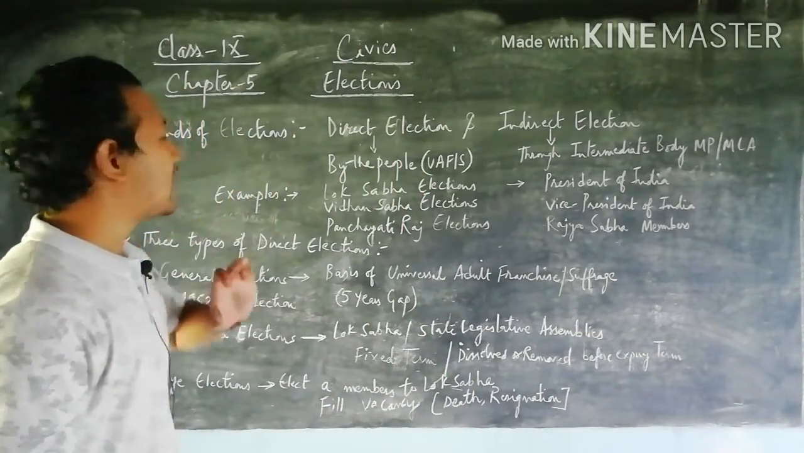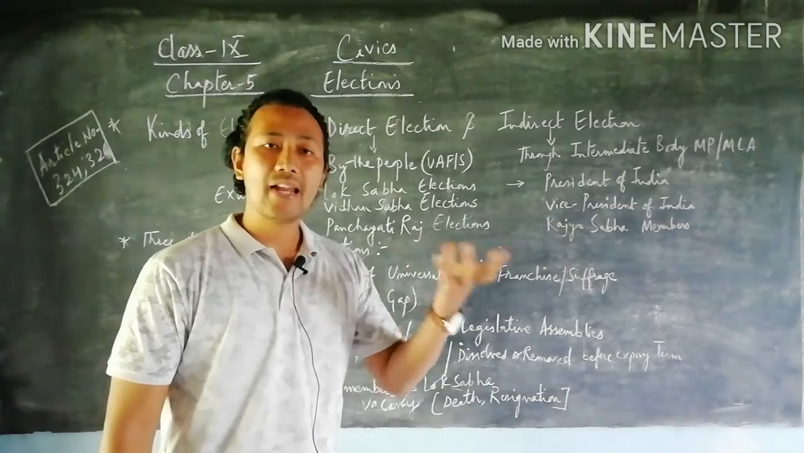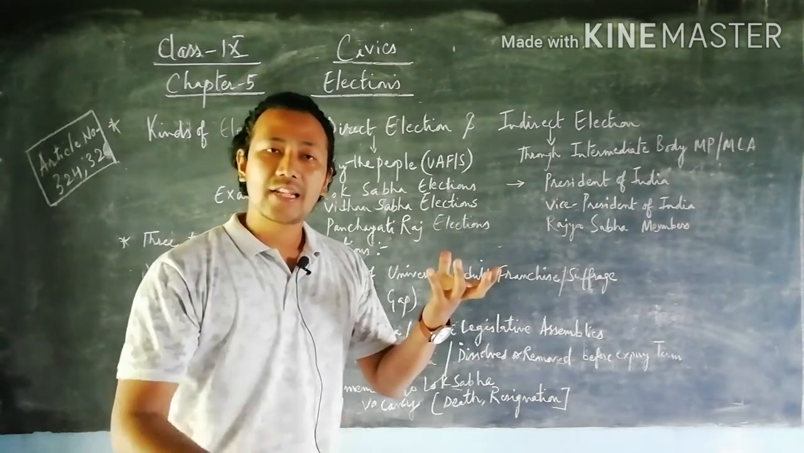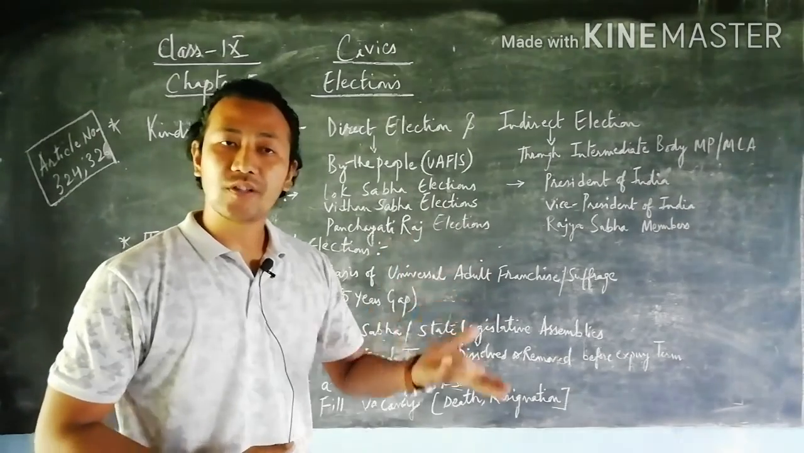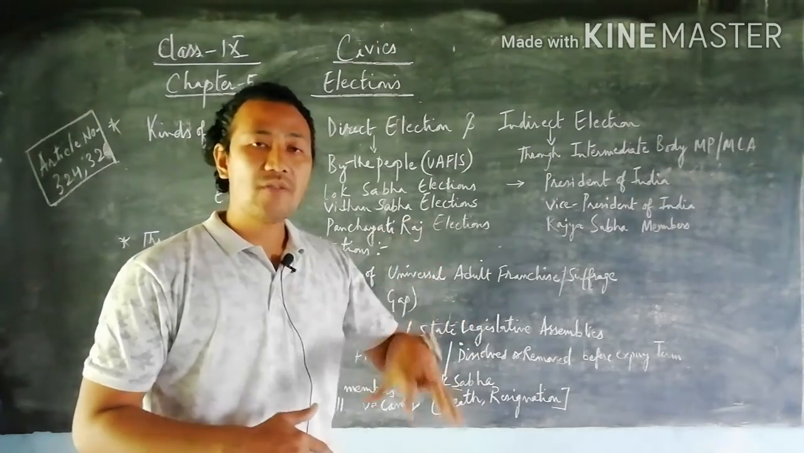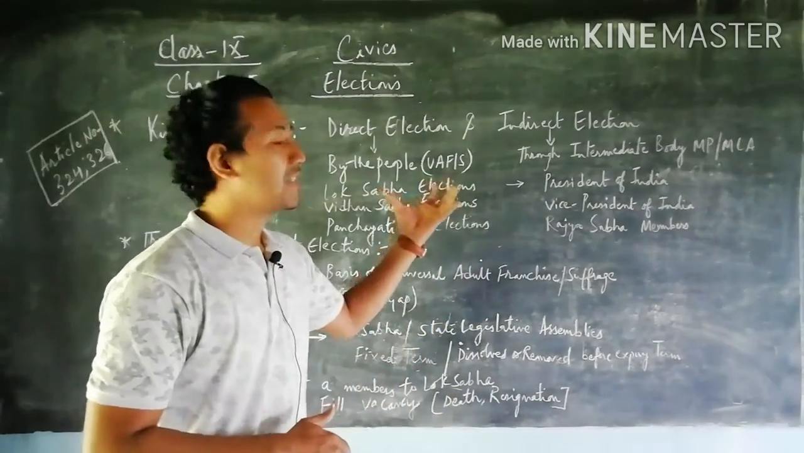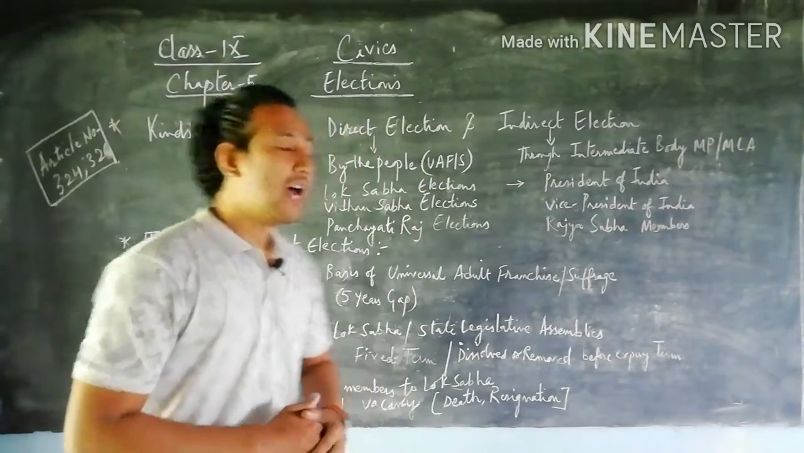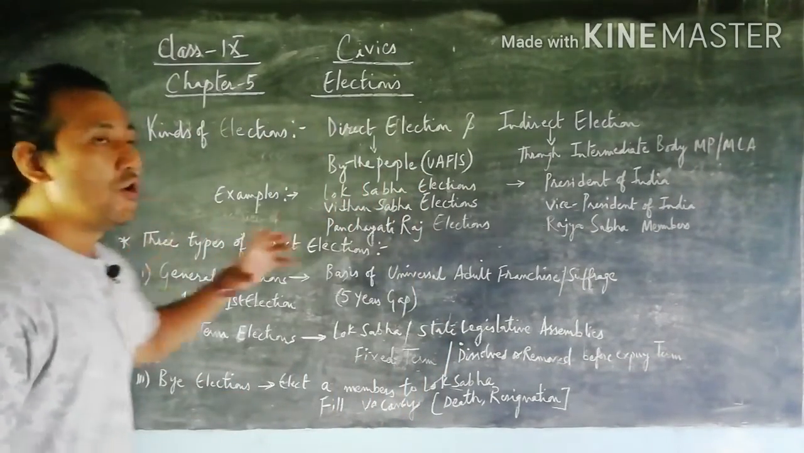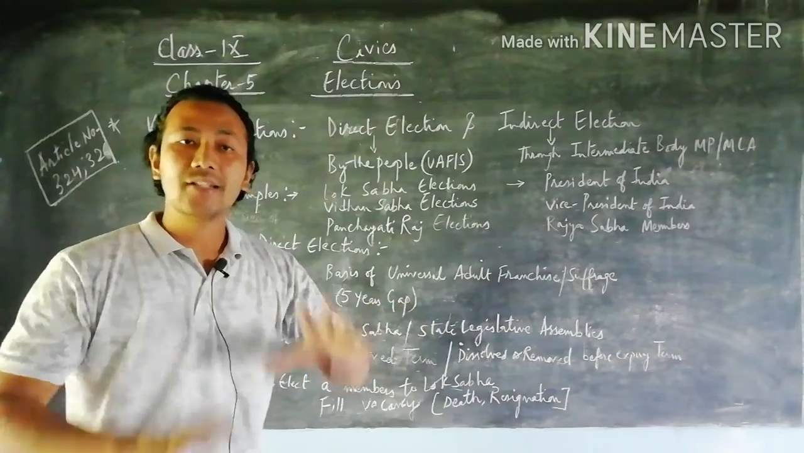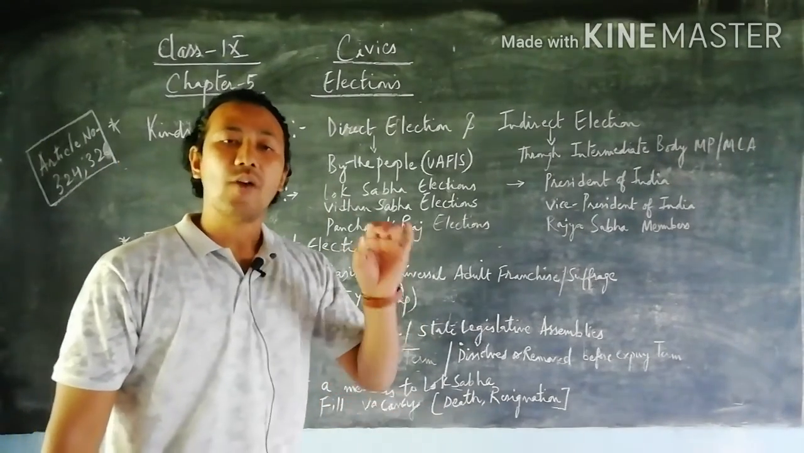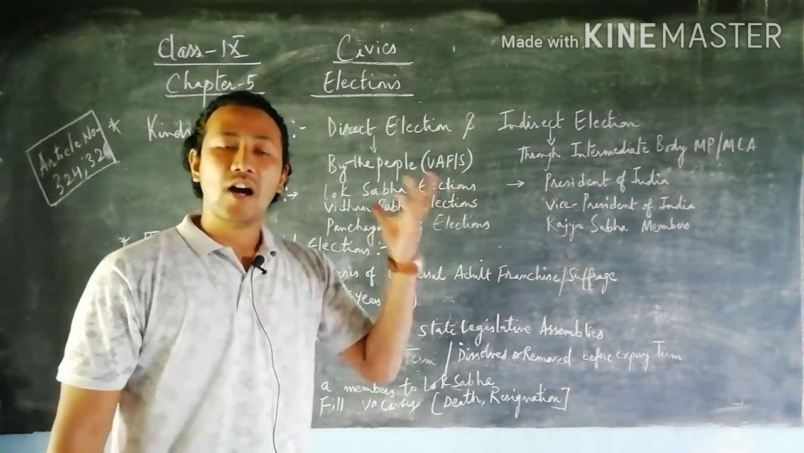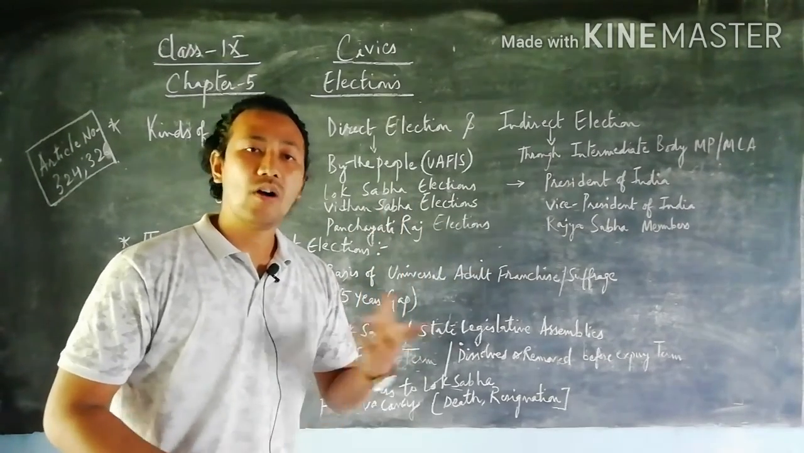So first we will start with the kinds of election. Election mainly refers to the electing or appointing of representatives on the basis of universal adult franchise. Whenever we study the chapter called election, it mainly focuses on 2 articles: Article 324, which talks about the election department, and Article 326, that means the citizens of India are given the right to cast a vote under universal adult franchise or suffrage.